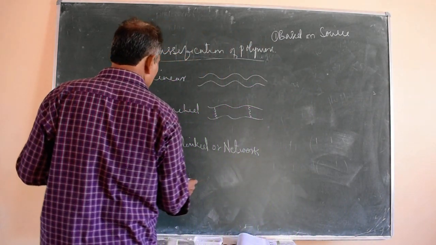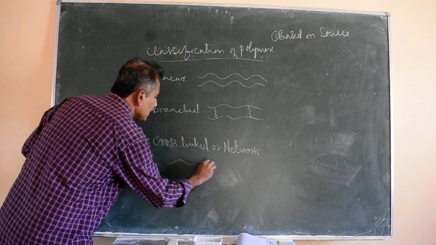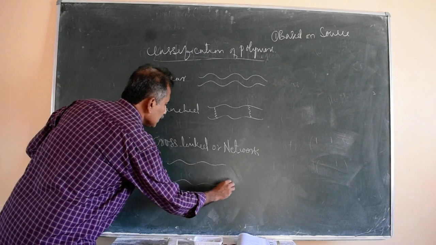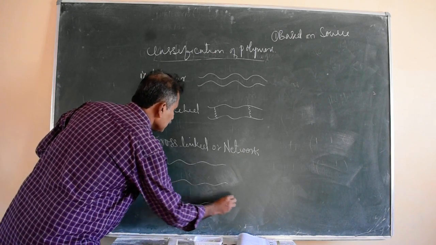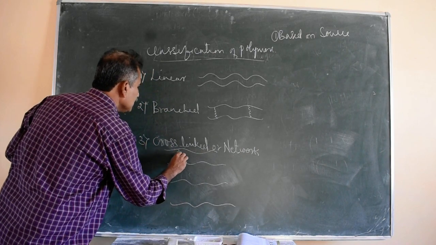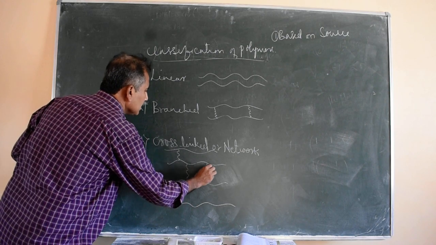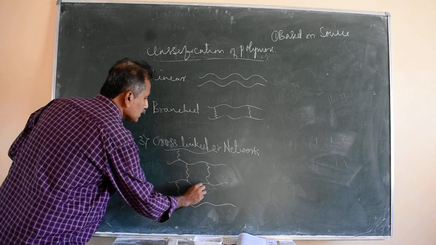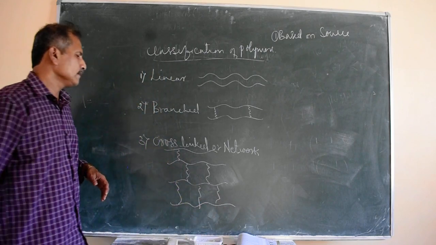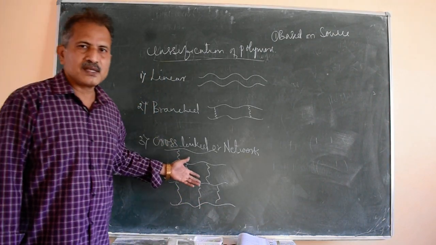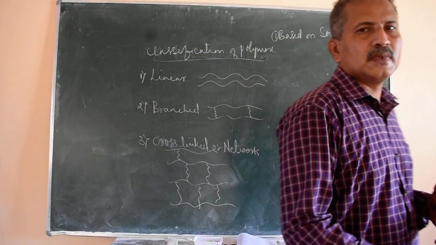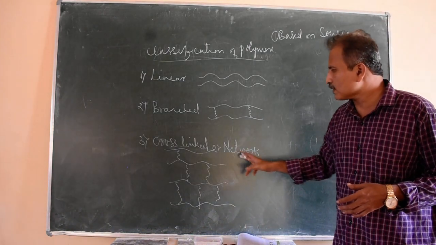Therefore, the structure, if you see, if this is one chain, this is another chain, this is the third chain, this is the fourth chain. So here there is one, here there is one, here there is one. Similarly, here there is one, like this. So extensive branching, you can say, is there in case of cross-linked.